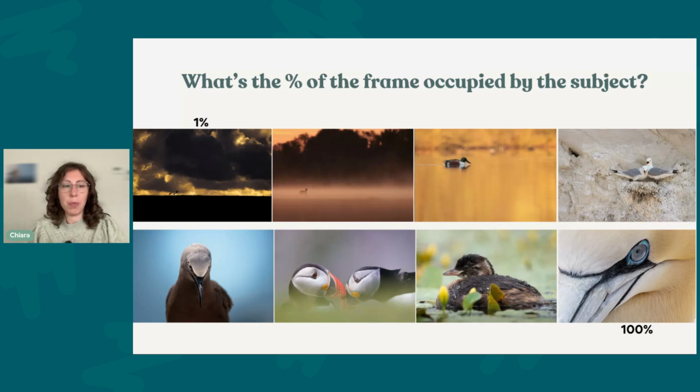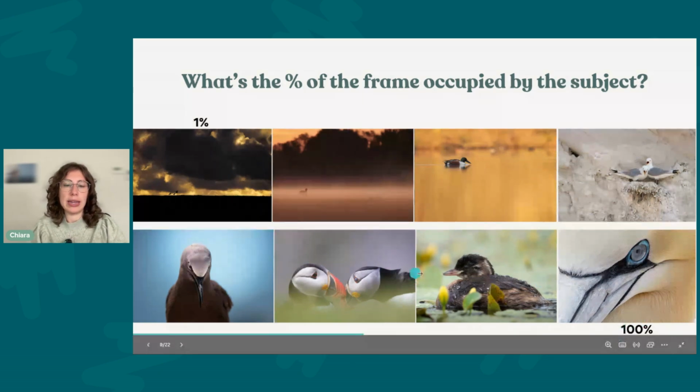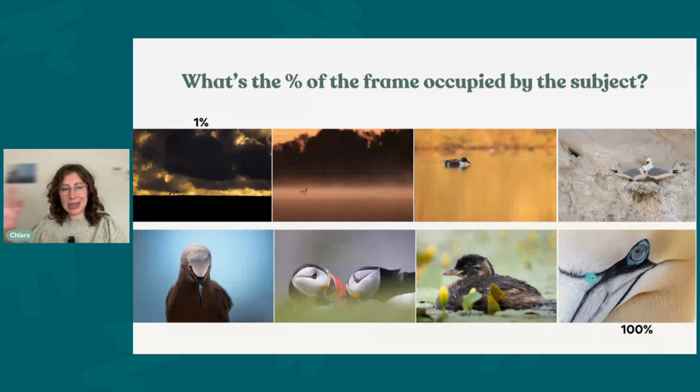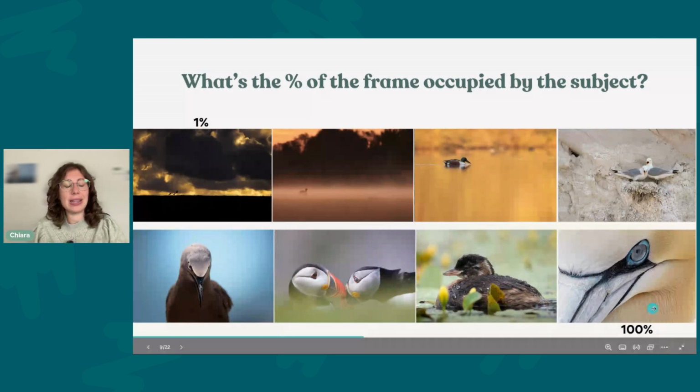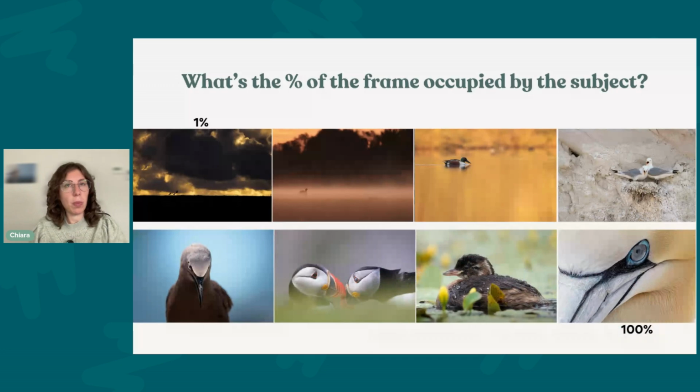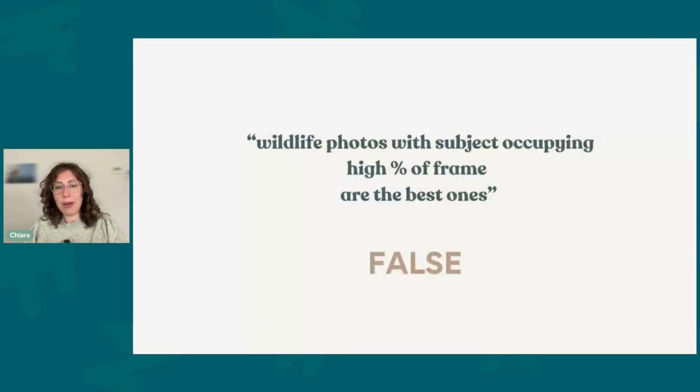Now, I would like to take a moment to reflect on the reasons why wildlife photographers tend to focus largely on this type of photos. So they really are more based on this side of the spectrum. And I think that this is really rooted in a common misconception about wildlife photography, which is that only wildlife photos with the subject occupying a high percentage of the frame are good wildlife photos. A wildlife photo where the subject occupies the vast majority of the frame is just a type of wildlife photo.